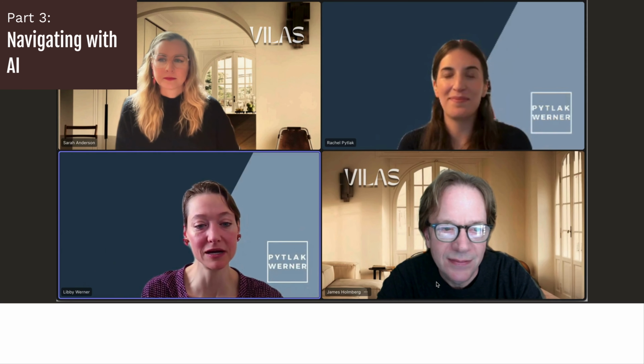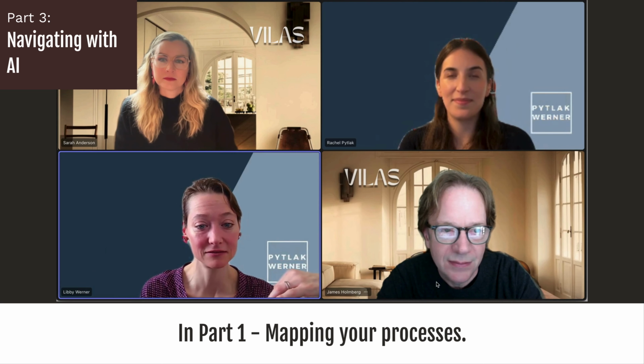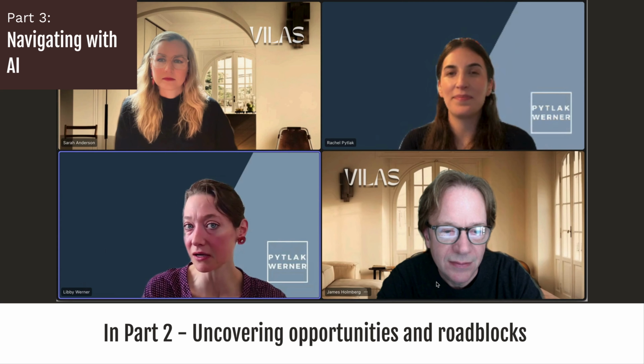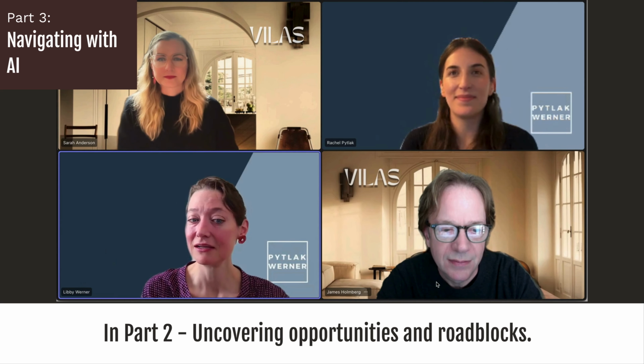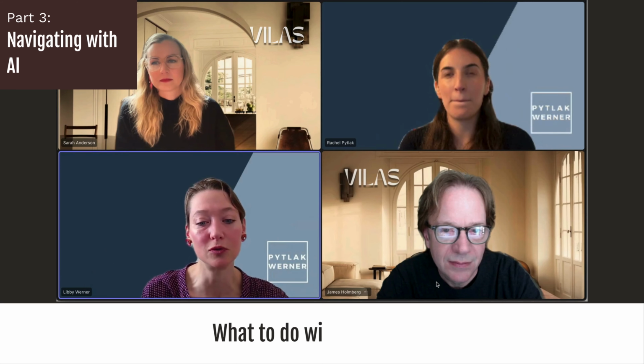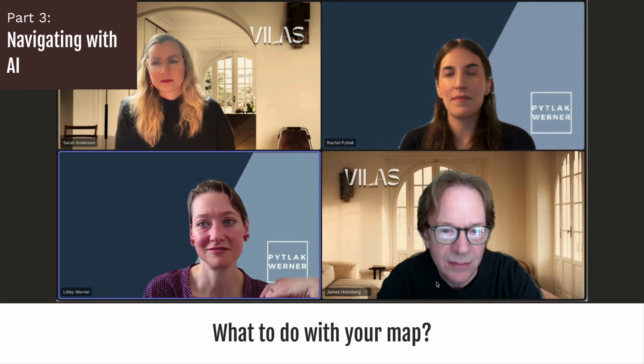In part one, we talked about the importance of mapping your current state processes. In part two, we looked at how those maps help you see roadblocks and opportunities. Today, in part three, we're going to talk about what to do with those maps. How do you bring them to life?